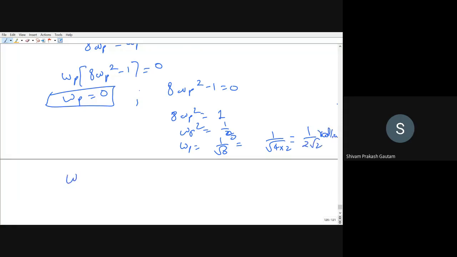So these are the two phase crossover frequencies, that is omega p first is 0 and 1 upon 2 under root of 2 radian per second. At these frequencies, our polar plot will cut the minus 180 degree line. Is it okay?